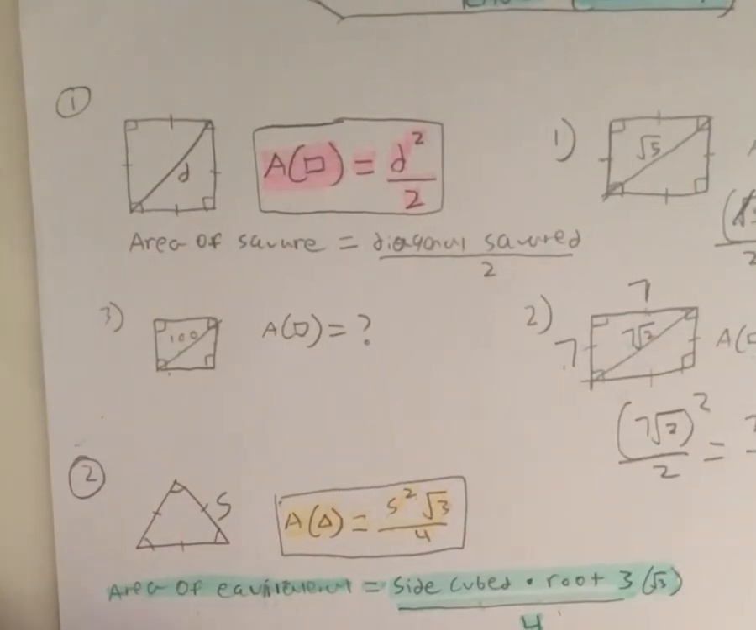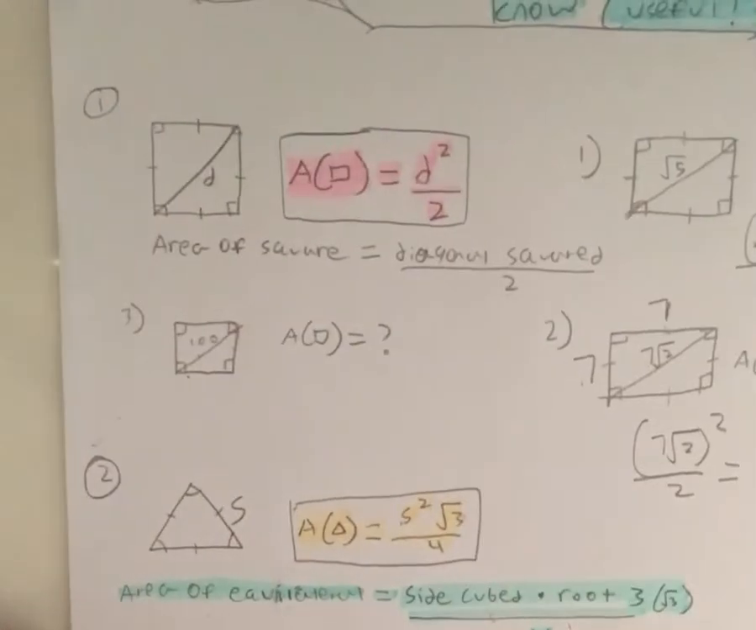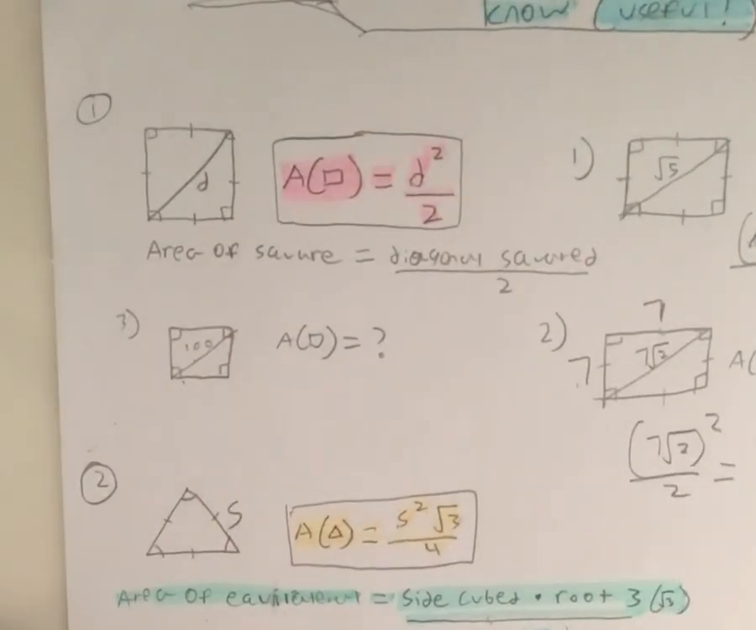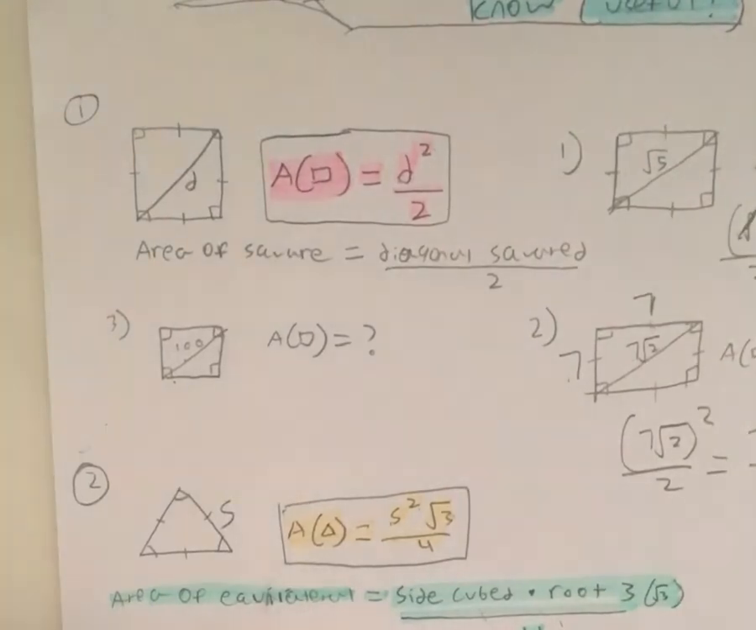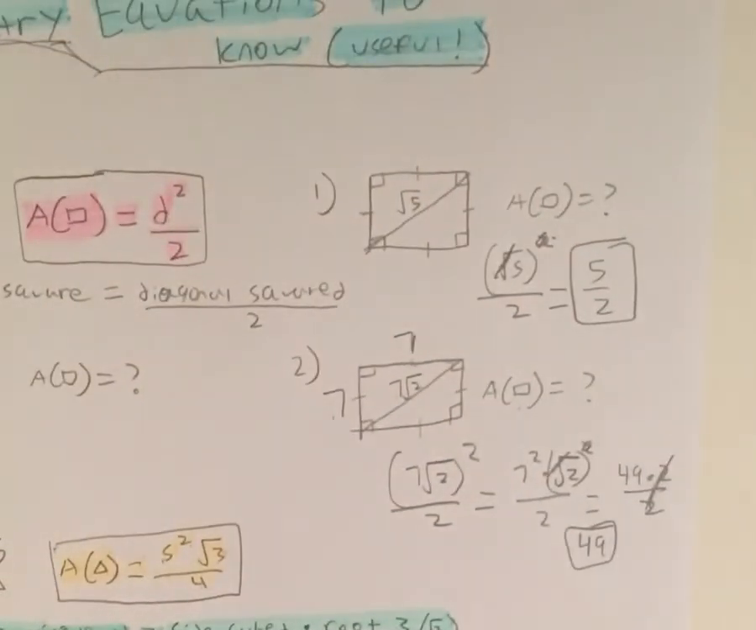Your side length is 4 root 2. Plug it in for s squared root 3 over 4, so 32 root 3 over 4. 32 divided by 4 is 8 root 3. And boom, your answer is there. It took about 10 seconds, and all you guys need is 10 seconds to find the area of an equilateral triangle, given the side length.